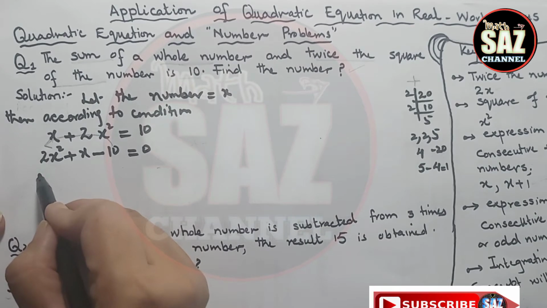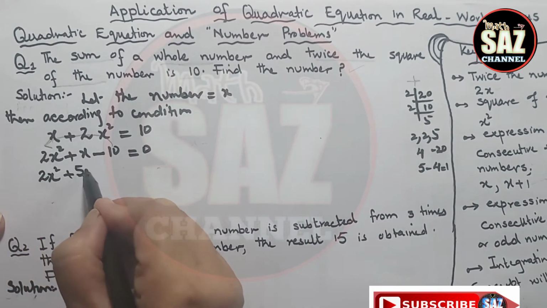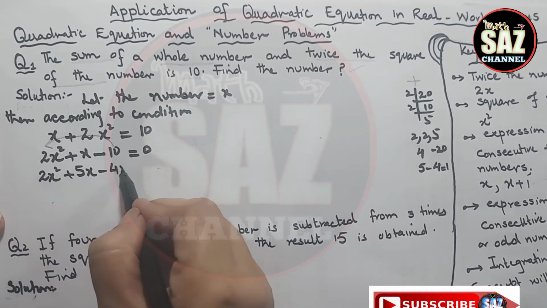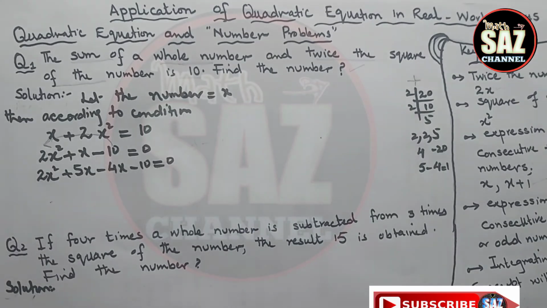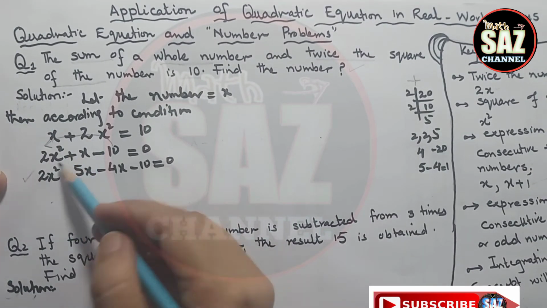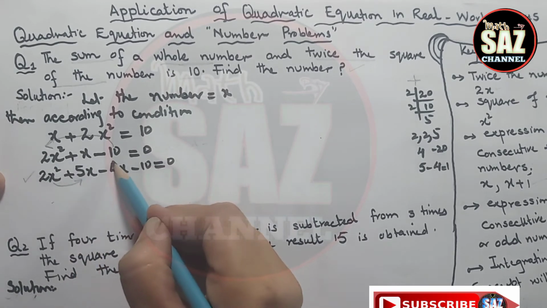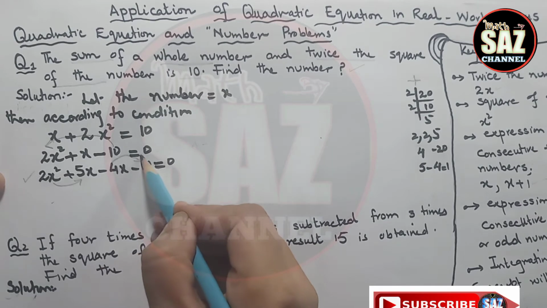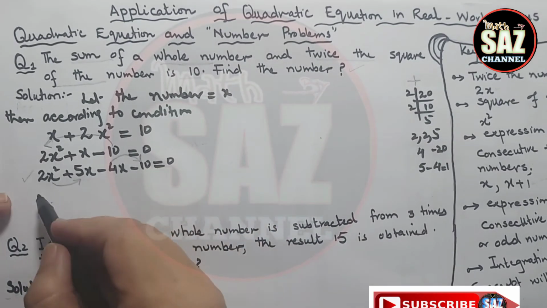Let's move to the question. 2x square plus 5x minus 4x minus 10 equals 0. Now the 3 terms have been divided into 4 terms. Now I have to apply the factorization by grouping, about which we have learned in chapter number 4. And then I have to extract the common factor from each group.